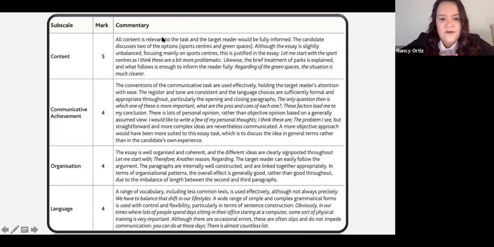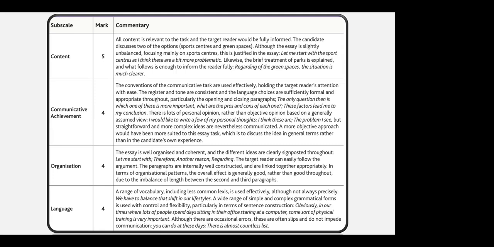Organization, 4. The essay is well organized and coherent, and the different ideas are clearly signposted throughout. How? With expressions like let me start with, therefore, another reason, regarding. I'm reading this so that you know what you can use. Okay, so if I were you, I would be taking notes of let me start with, therefore, another reason. Teacher, let me start with, is it formal or informal? It's more informal, right? No.